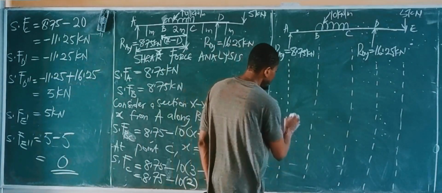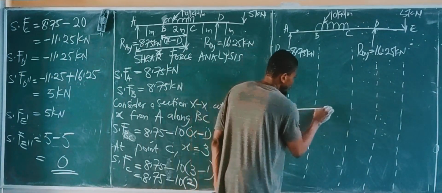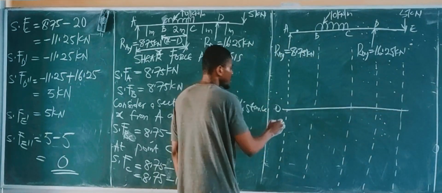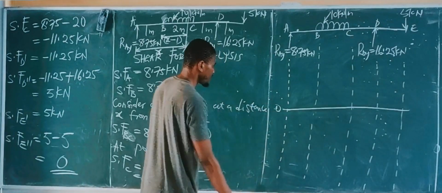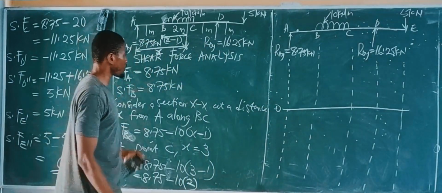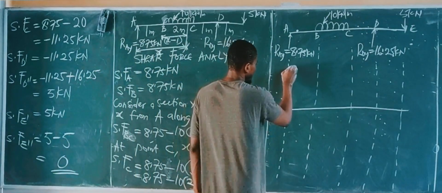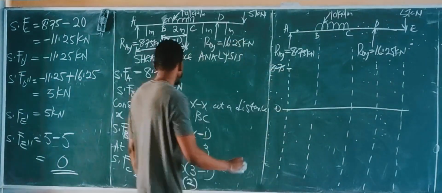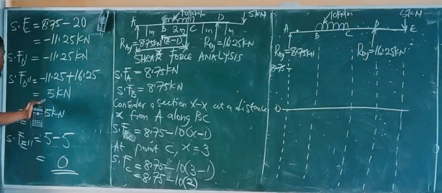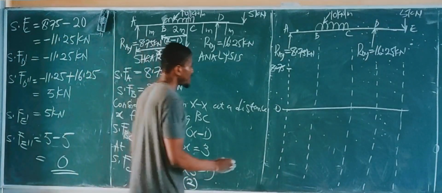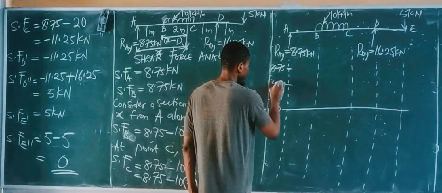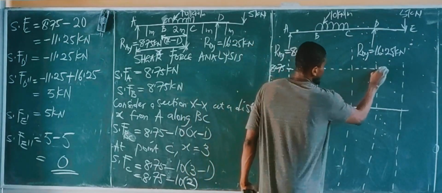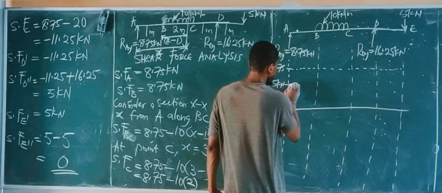Let's call this the origin. So the origin is 0. Above the origin are positive values, below the origin are negative values. So we have 8.75 kilonewtons positive. Then we have 5 kilonewtons positive as well, somewhere here. So let's trace out this point.